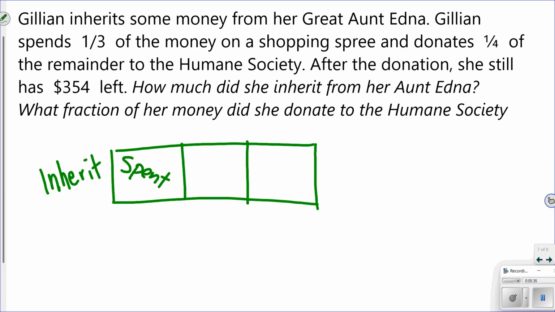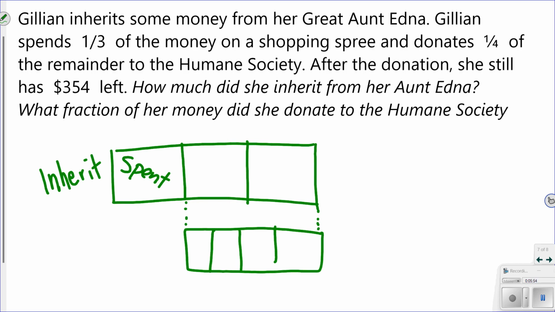Now we can do that one of 2 ways. We could just break it down in the 2 units, but we also want to just be in the habit of doing drop down. So if I break this down into what's remaining, she donates this portion. And then we're told she still has $354 left.